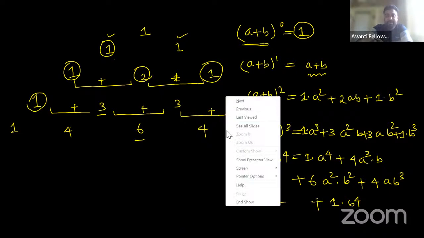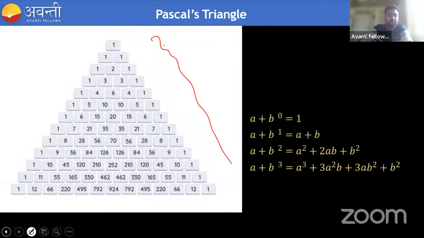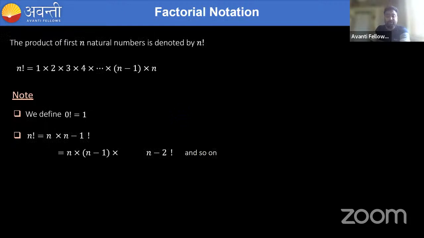Okay. So if it is clear to all, then now move to our next topic, that is factorial notation. In today's class, we got only 15 minutes, and it was my fault. I was facing some technical issues. That's why I didn't start the class on time. So really sorry for that.